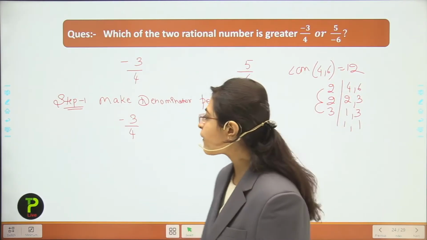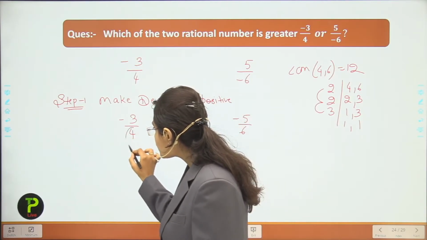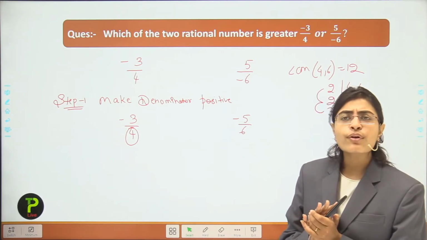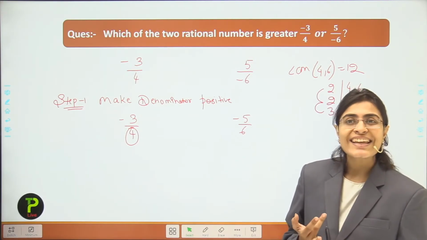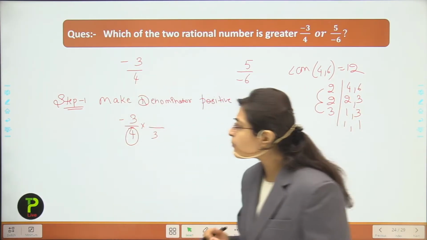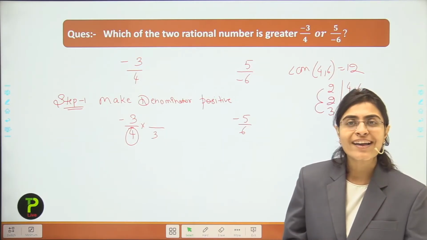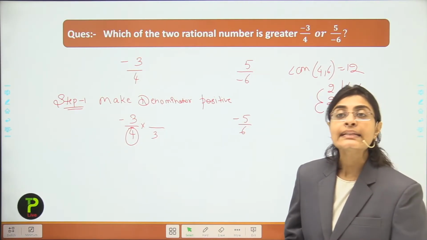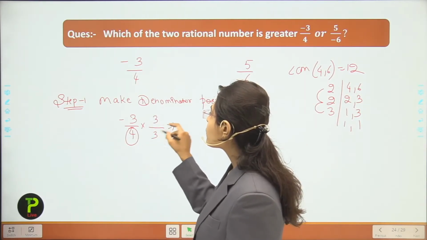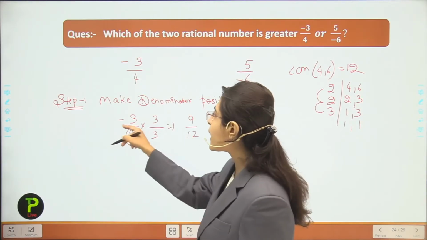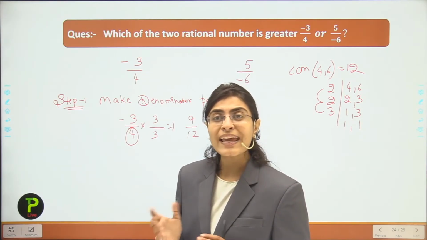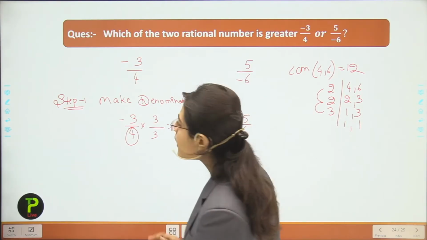So what do I have to do? I have to make this 4 as 12. What should I multiply 4 with so that it becomes 12? 3, isn't it? So I have to multiply this 4 by 3 and I have to multiply minus 3 by 3 as well. Why? So the value of the rational number remains the same. So 3 3s are 9, 4 3s are 12, and minus times plus, the signs are different, so the sign of the result will be minus. So minus 9 by 12.